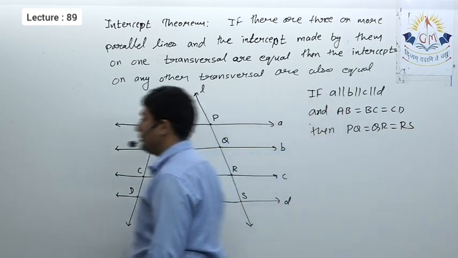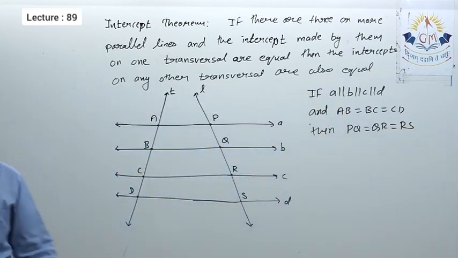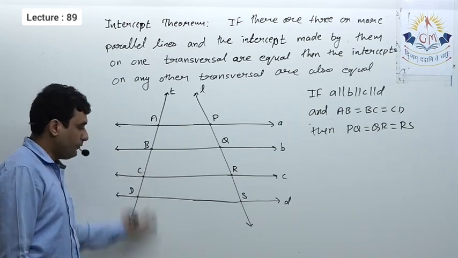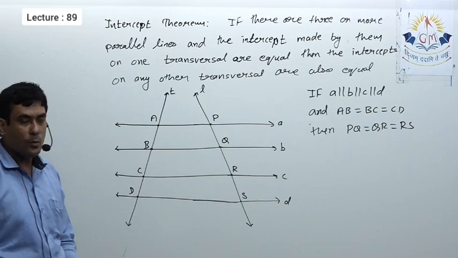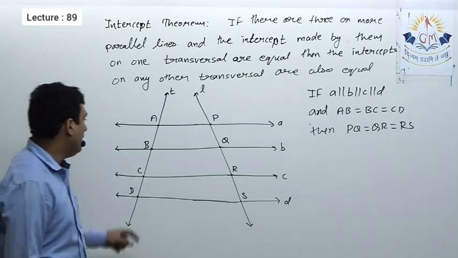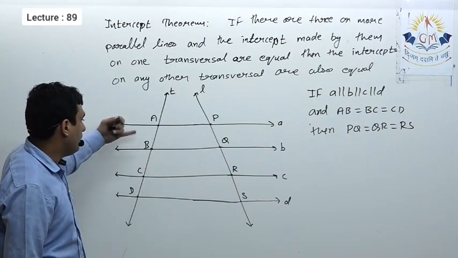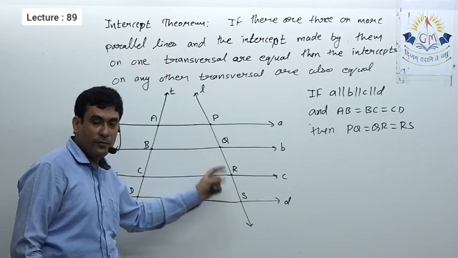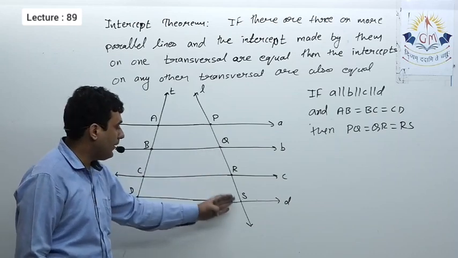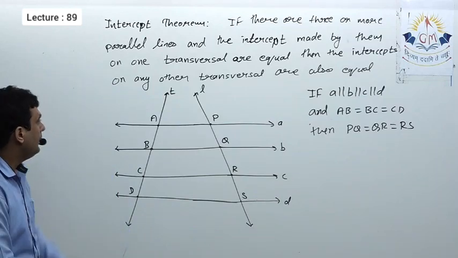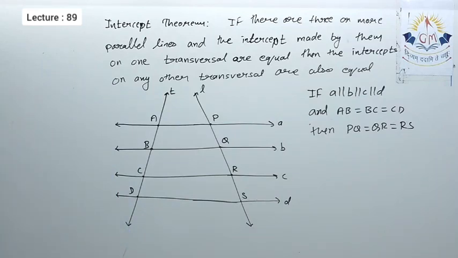That is the intercept theorem. That means if parts of one transversal between three or four parallel lines are equal, then parts of any other transversal will definitely be equal. For example, suppose these all have 3 centimeters, then definitely these will have the same measurement. I am not saying they will have the measurement 3 centimeters, but definitely that will be equal. Okay, so note it down, then we'll start the midpoint theorem.